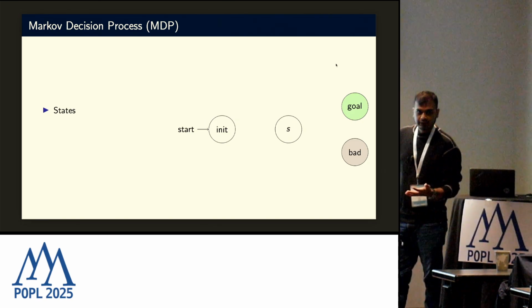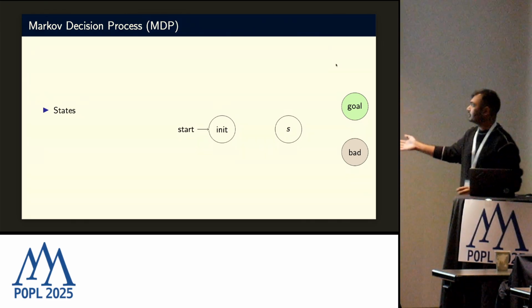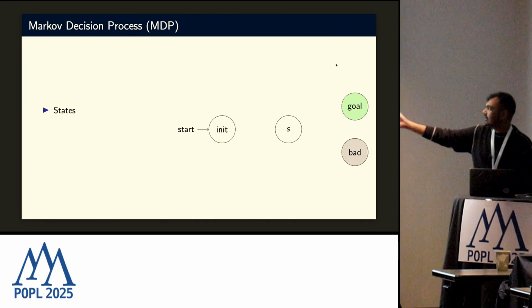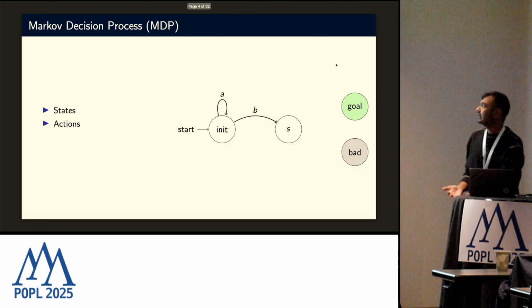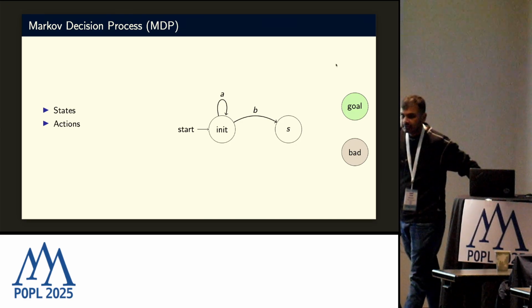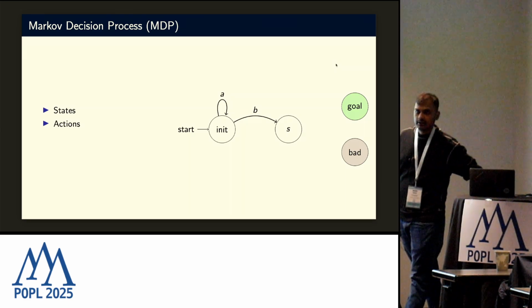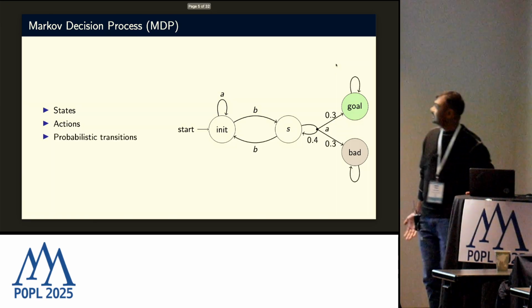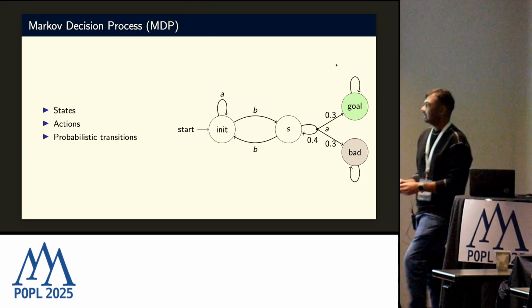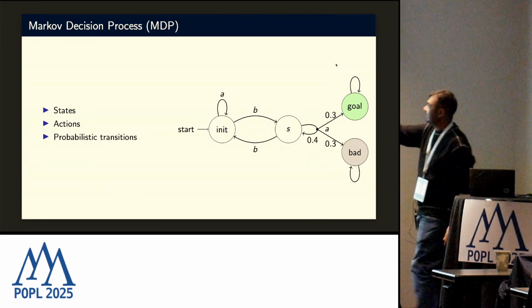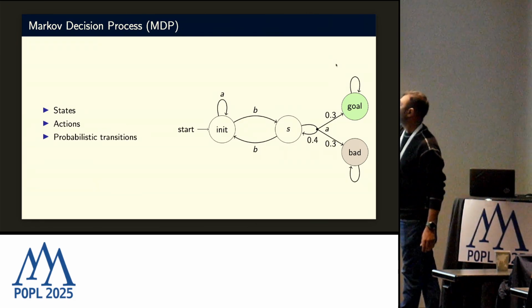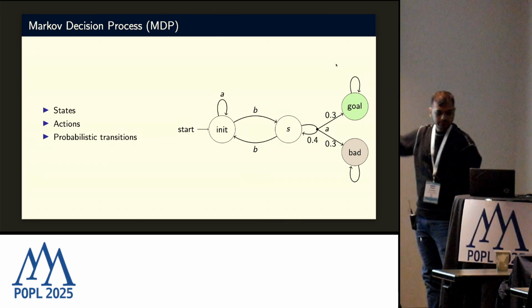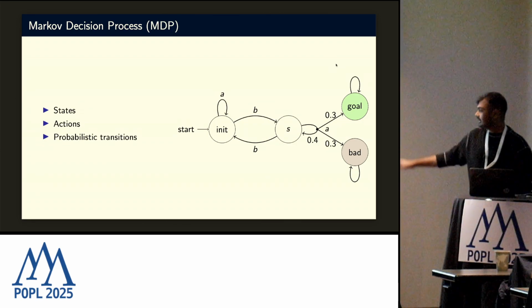Right, so in an MDP, you have some states. Here there are some special states, for instance, initial state, goal state, bad state. In each state you can take some action. For instance, in the initial state, there are a few actions A and B available, and the agent can choose to pick either playing A or B. There are some probabilistic transitions because uncertainty is involved. So in state S, the agent can choose to play A, and then with 30% probability go to the goal state. With 40% probability it can stay in the same state, and with the rest it goes to the bad state.